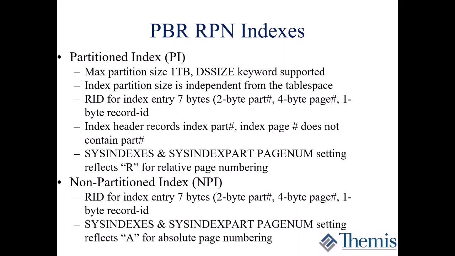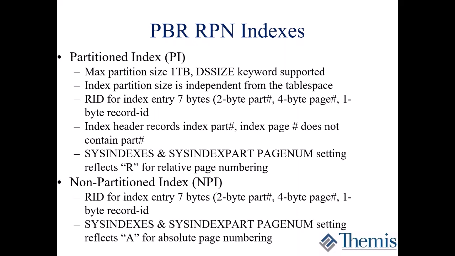Okay. Index header records get a little bit bigger. The max partition size for an index is now also a terabyte, and the DS size keyword can actually be specified on a partitioned index now. So it used to be the DS size of the index and table space were kind of related to each other, and now they can be independent of each other. There are still some defaults that you should take into account, but you can work those things independently of each other. Right? And there's catalog support for this in SYSINDEXES and SYSINDEXPART.